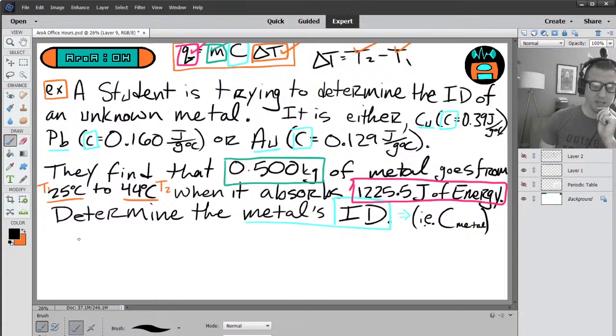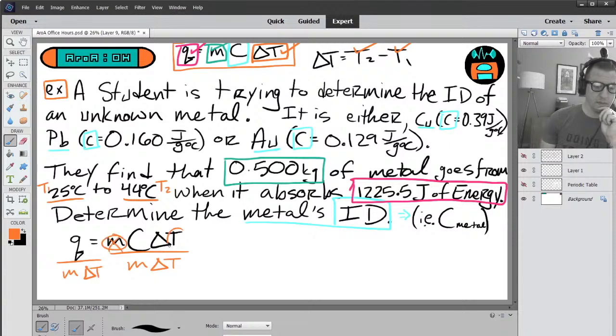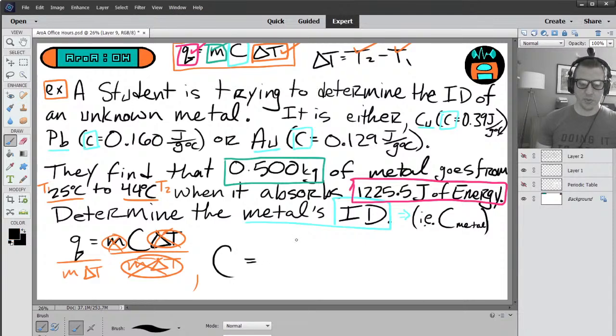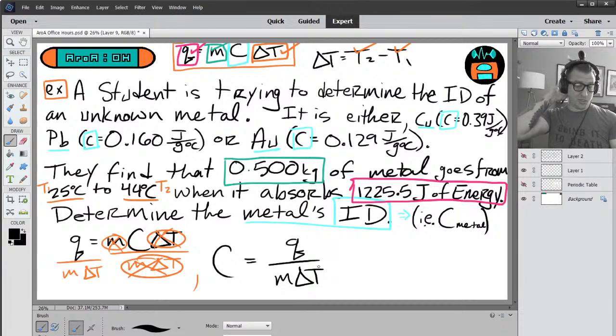So let's take Q equals MCΔT and divide both sides of our equation by mass and change in temperature. Mass cancels and delta T cancels. So we get a new expression. Our specific heat capacity is equal to the energy absorbed divided by the mass of the metal and the change in temperature that it undergoes.